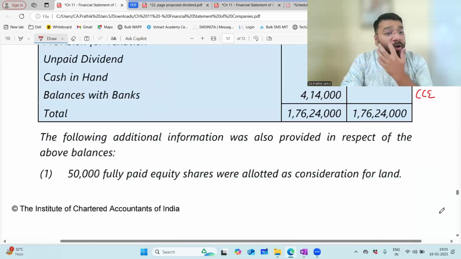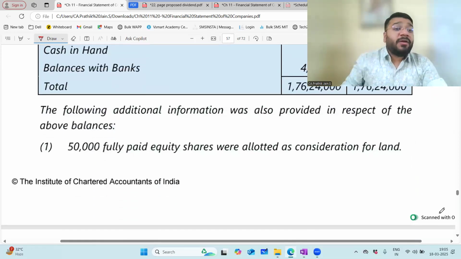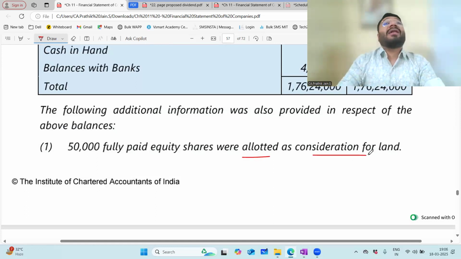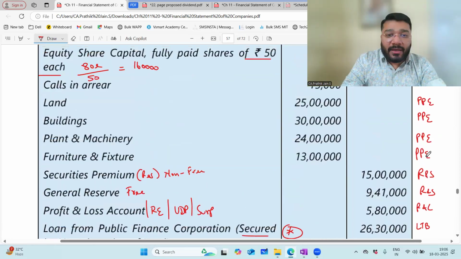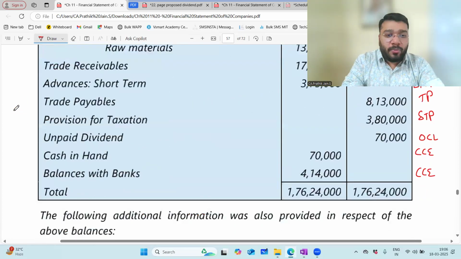Yes. Now, the following additional information was also provided in respect of the above balances. First point, 50,000 fully paid equity shares were allotted as consideration for land. So this is non-cash consideration. So I have to give this as a disclosure requirement. So I'm putting a star mark here. Any problem? No problem, sir.